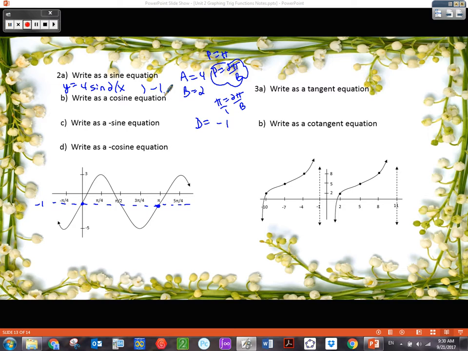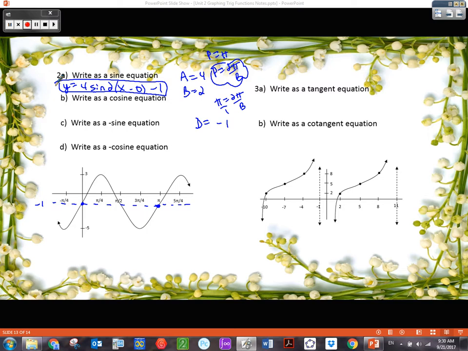Looking at just a plain sine, the regular sine does not have a phase shift, right? Because sine typically does start at the y-axis. So this would be a -0, or you didn't have to put it at all. I'm just going to leave the phase shift like that. So that is our sine equation.